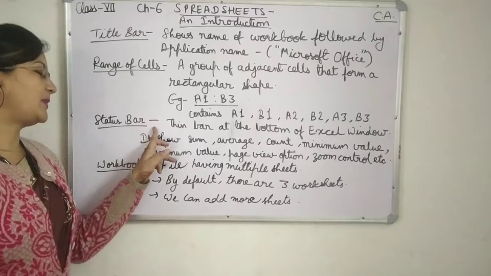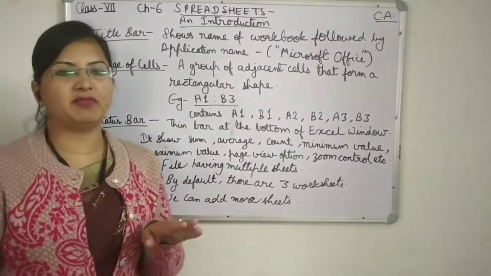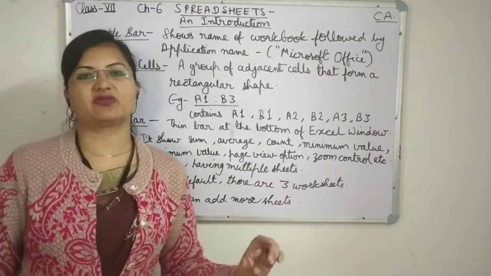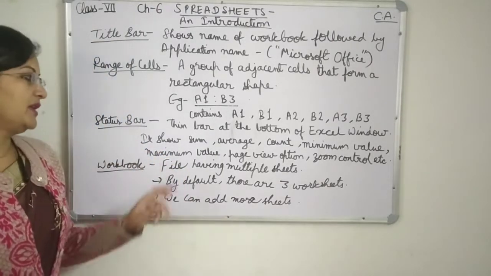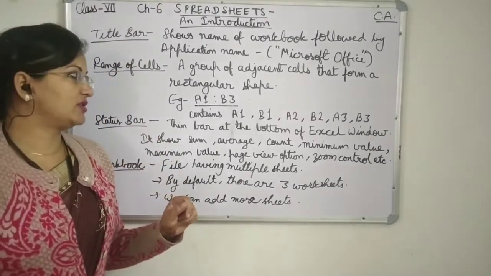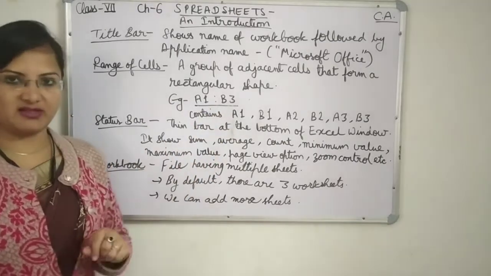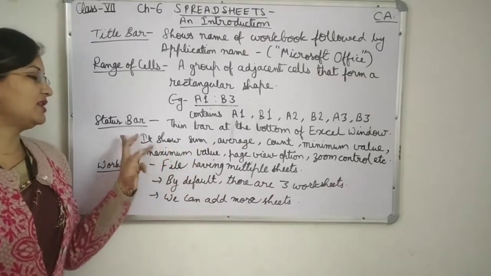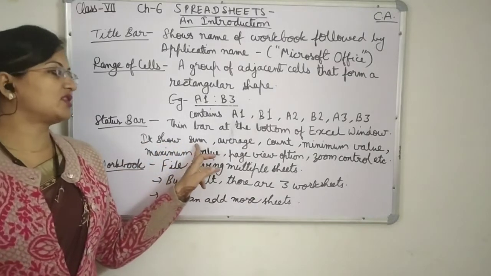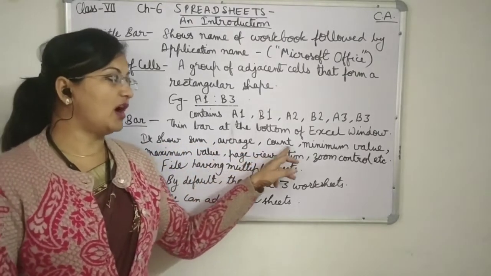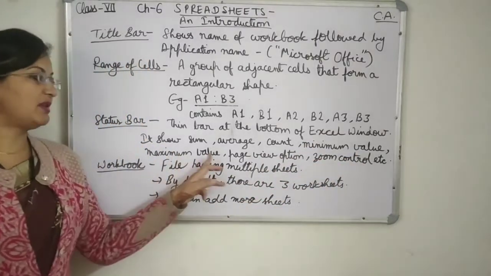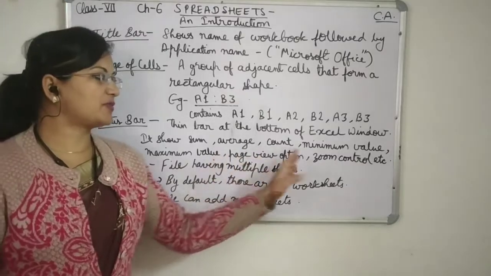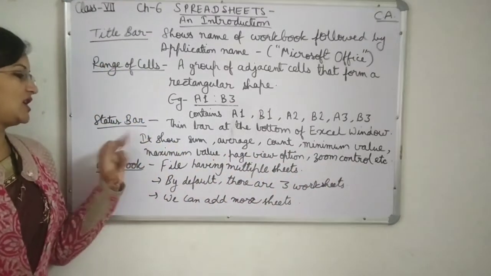So, now, status bar. It is actually a thin bar at the bottom of any window. Okay. So, in MS Excel, you will be able to see the status bar at the bottom. If you have selected a range, like if we have selected this range, in this range there might be some numbers. So here in the status bar you will be able to see the sum of the range, average of it, count, minimum value, maximum value, page view option, zoom control, etc. So all these options you will be able to see in the status bar.